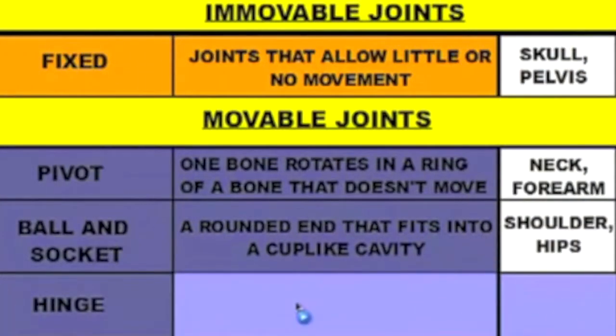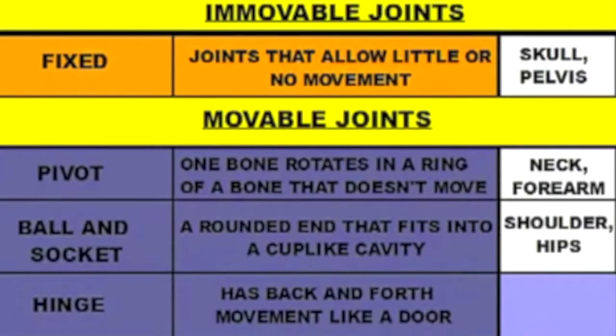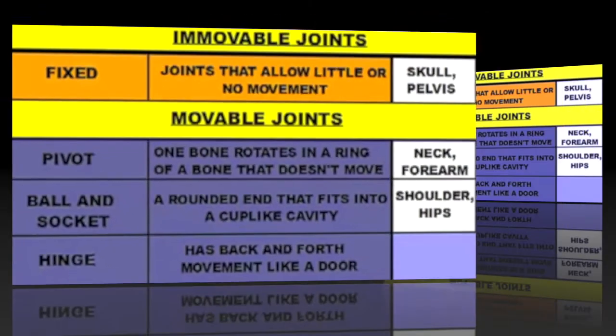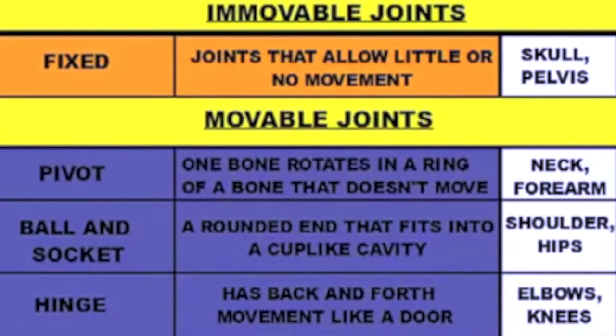Now the third type of movable joint we have is called a hinge joint. The hinge joint is a joint that has a back and forth like motion, which is similar to how a door moves. Doors are attached to things called hinges, which allows the doors to open and to close. You can find them in your elbows. You can find them in your knees. You can also find them in your fingers, and you can find them in your jaw.